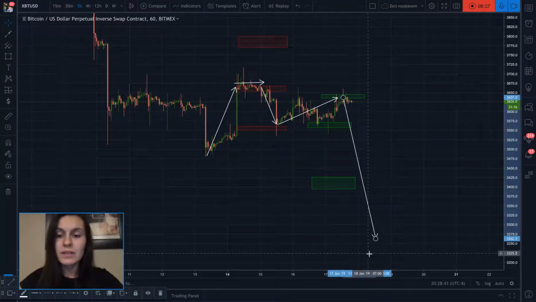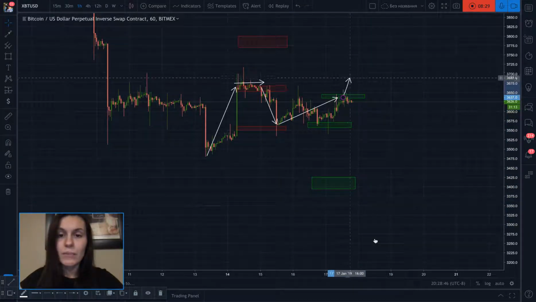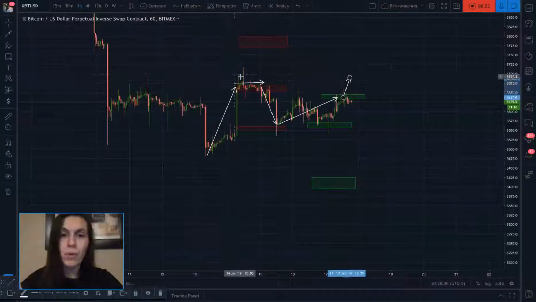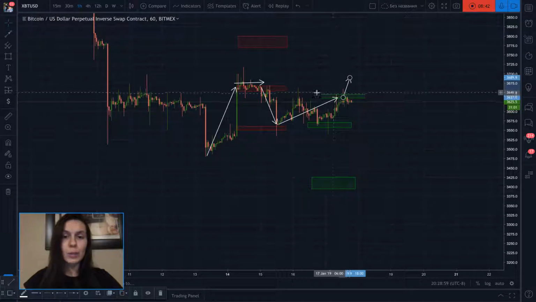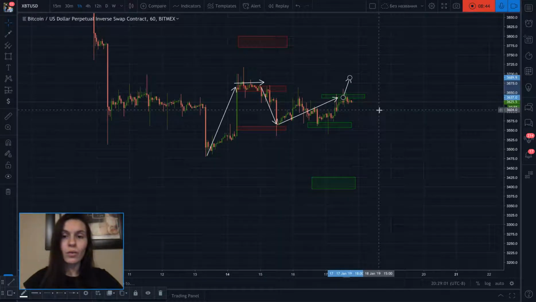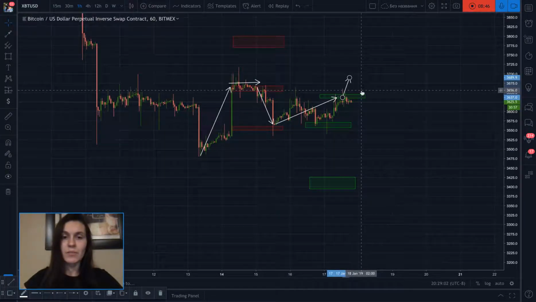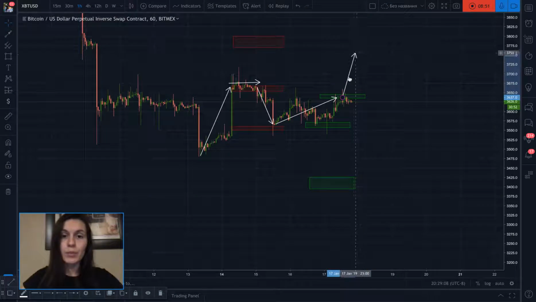If we start right now to make a consolidation around this zone, above our red zone, there will be a long position, preferably. You can open it with stop losses under here or under here, according to your risk management and your ratio, with the take profit over here.